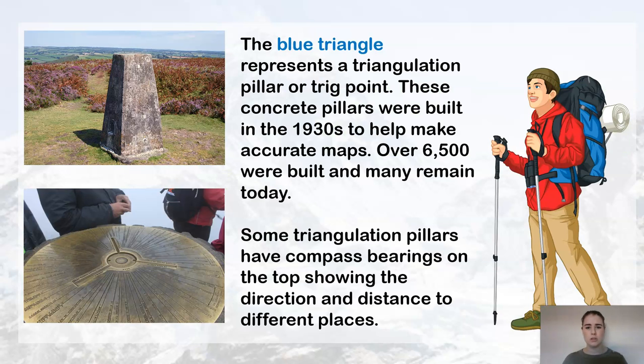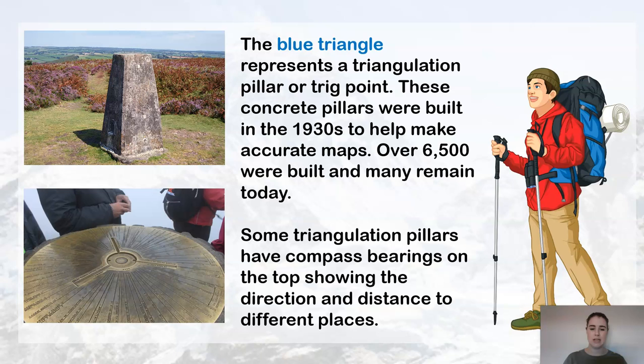So the blue triangle represents a triangulation pillar, or a trig point. Now we looked at trig points a little bit in our geography lesson last week. These are concrete pillars that were built around the 1930s, and they help people who design maps to make them more accurate and pinpoint certain locations. Now there were over 6,500 that were built, and there are many that remain today. So if you've ever climbed up a mountain or a hill, you'll be able to see these at the tops where the peaks are.